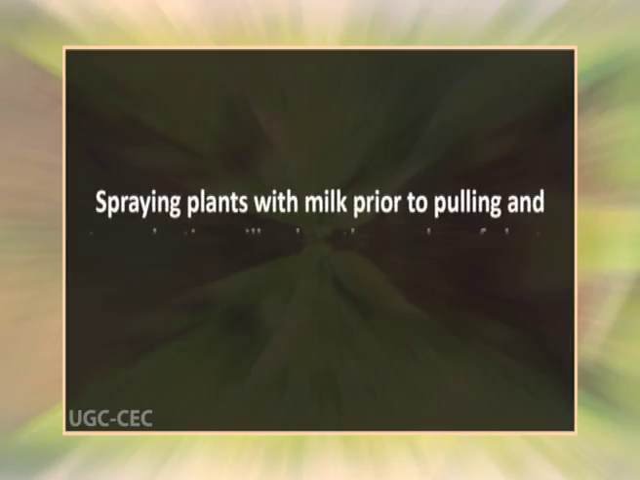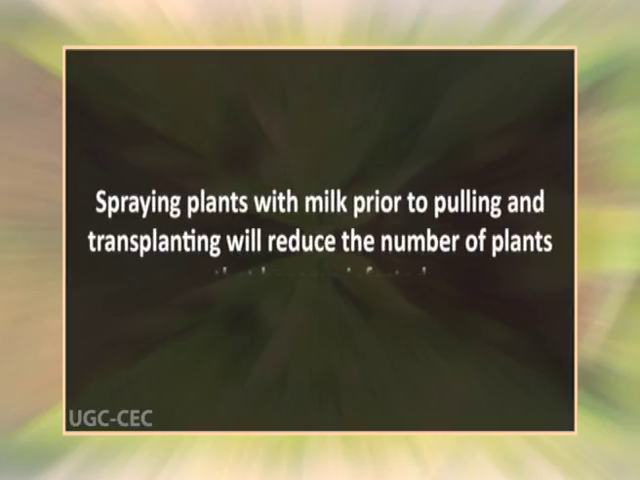Spraying plants with milk prior to pulling and transplanting will reduce the number of plants that become infected. It should always be used during transplanting in situations where tobacco use by workers cannot be prevented. Transplants should be sprayed until runoff with 1 pound of dried milk in a gallon of water immediately prior to pulling.